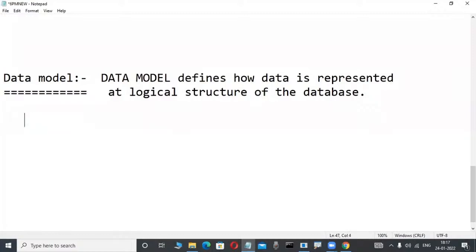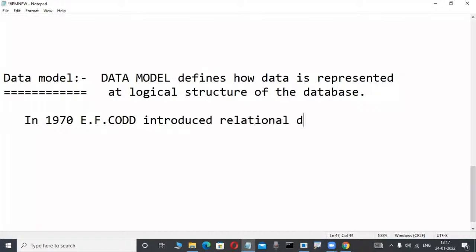Suppose from 1970 onwards this data model is there. Where Oracle comes in, we will learn next. First, just roughly observe here. In 1970, E. F. Codd, don't write anything, just observe, some new terminology. E. F. Codd, a mathematician working at IBM in those days, introduced the relational data model. So in 1970, E. F. Codd introduced the relational data model.